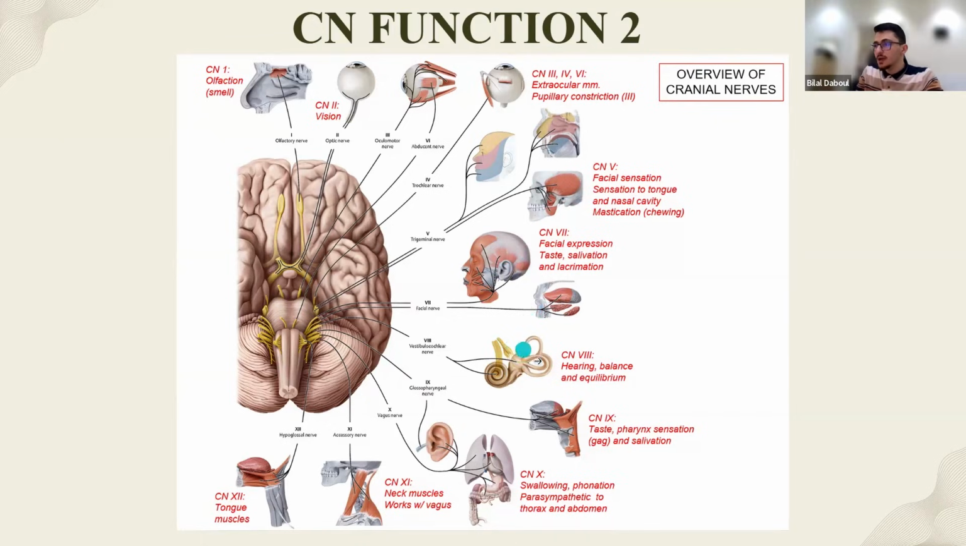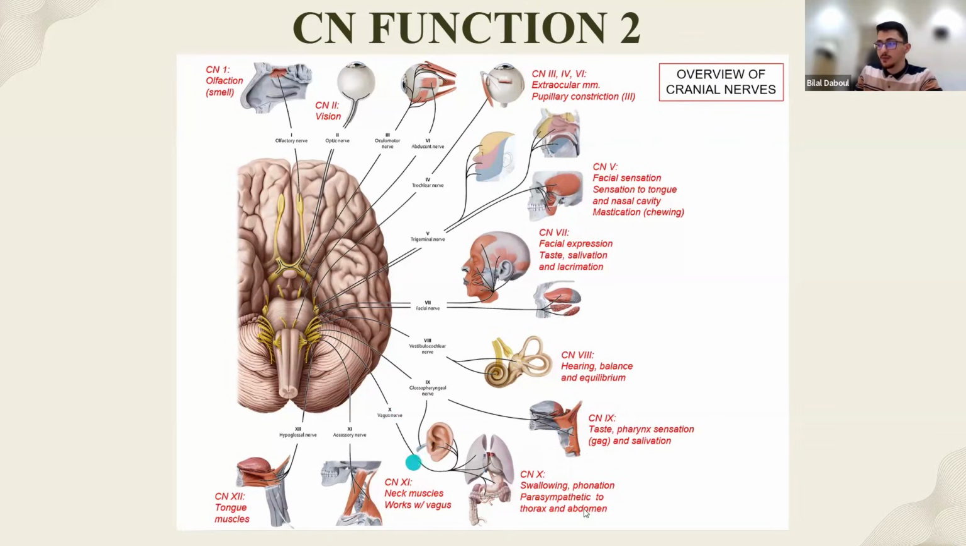For the vestibulocochlear, we said, again, hearing, balance, and equilibrium. So vestibular function equals balance and equilibrium, and hearing function equals cochlear function. Simple. The glossopharyngeal, think about supply to the stylopharyngeus involved in swallowing. It's also involved in the gag reflex, which we'll discuss later on. It's also involved in salivation because it supplies the parotid gland, the third salivary gland, if you recall.